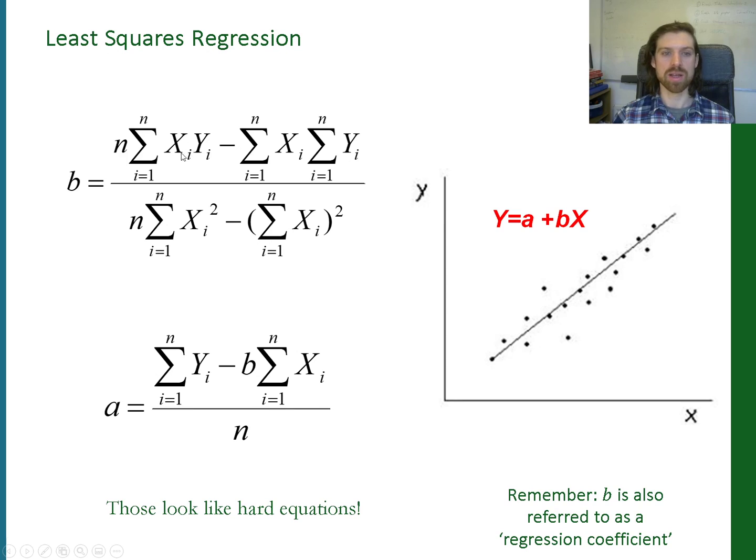So you need to get the summation of x multiplied by y minus the summation of x times the summation of y to get the numerator, and then you basically need to get the sum of the squared x values and then subtract the sum of the x values squared in order to obtain that beta coefficient. And for the alpha intercept, we need to get the sum of the y values and subtract the sum of the x values multiplied by the beta value for the numerator, and then we need to divide it by the number of samples that we have.